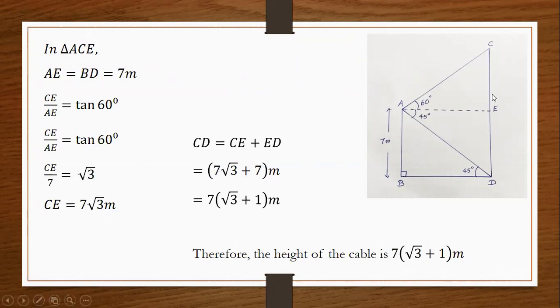Now we have to find CD, which is the same as CE plus ED. Now we know that AB and ED are equal. So ED will also be 7 meters. When we substitute, we get the height of the tower to be 7 into root 3 plus 1 meters.